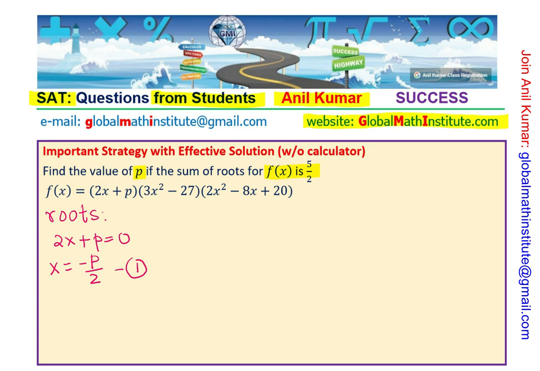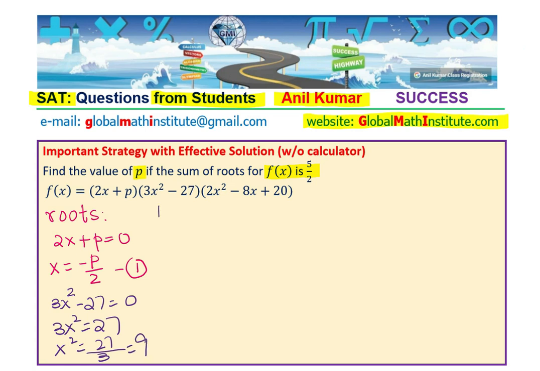Now the second term here is 3x squared minus 27 equated to 0. So we have 3x squared equals to 27. x squared equals to 27 divided by 3, which is 9. So x is equal to plus minus square root of 9, or x is equal to plus minus 3. You see, we got conjugate roots, right? Plus and minus 3. When you add them, they will be 0. So you do get conjugate roots, and when you add them, you get 0. Perfect.